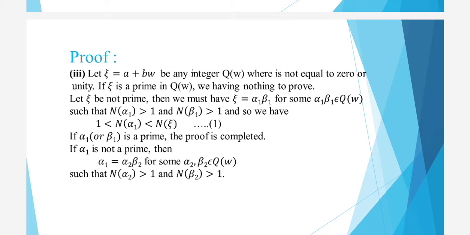If ξ is a prime in Q(ω), we have nothing to prove. Let ξ be not prime, then we must have ξ = α1β1 for some α1, β1 belonging to Q(ω) such that N(α1) > 1 and N(β1) > 1, and so we have 1 < N(α1) < N(ξ). Equation 1. If α1 or β1 is a prime, the proof is completed.